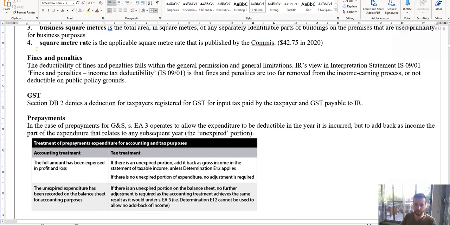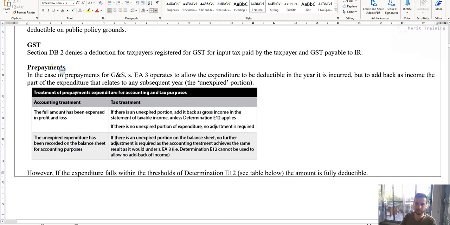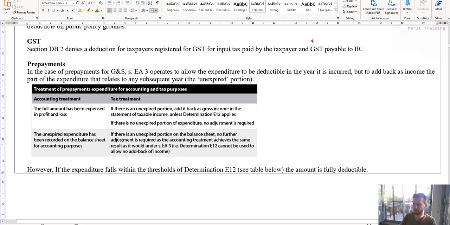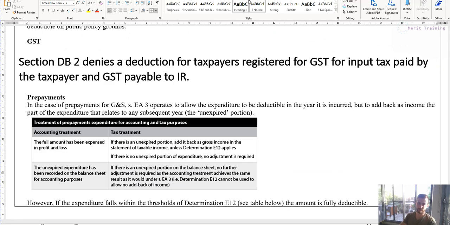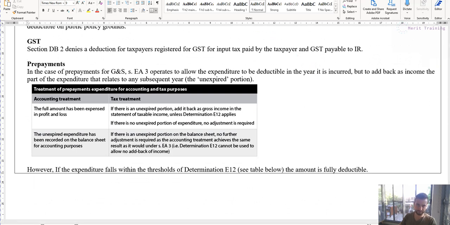Now here are some other quite specific deductions in terms of what's deductible or not. Again, you can just refer back to the tax rec guide. So fines and penalties are not deductible per IS 0901 because they're too far removed from the income earning process. GST denies the deduction. So we'll talk about GST in a later chapter. It's basically goods and services tax. It's like, if you pay FBT or you pay income tax or GST, you don't get a deduction for those things. That's like getting a deduction for tax, right? Doesn't make sense, right? A deduction is a means to an end to pay tax.